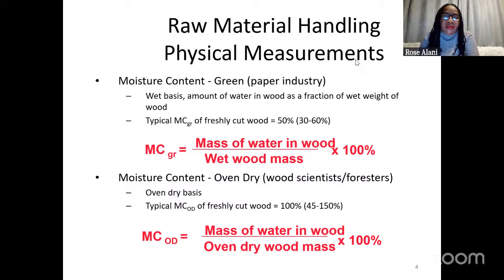you just use the same method. The mass of water in the wood, that oven dried wood, over the oven dried wood mass times 100 gives you the value in percentage.